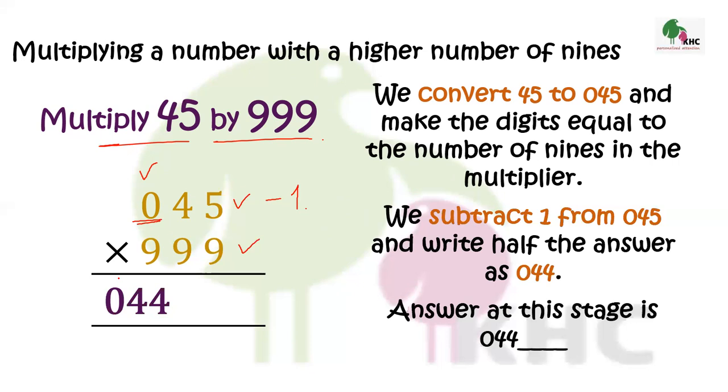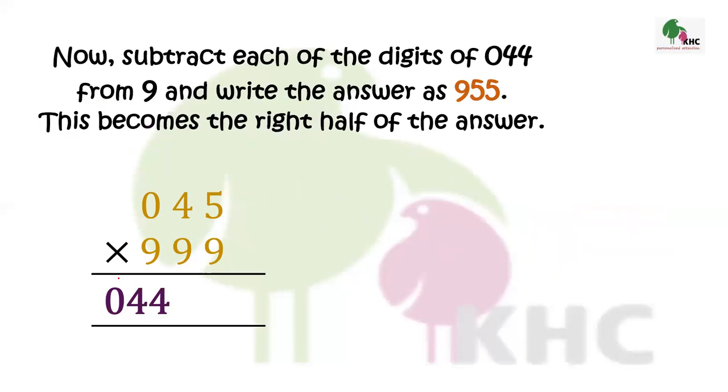Once you're done with the first part, you're now going to subtract these 3 digits from 9. So 9 minus 0 is 9, 9 minus 4 is 5, and 9 minus 4 is 5. So you got it. Your answer is complete. So your actual answer is 44,995. But because we had inserted this extra 0, even your answer will have that. You can omit it afterwards.